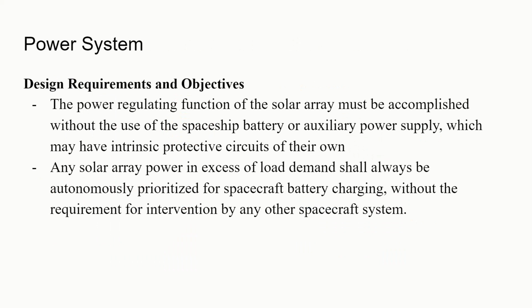For the power system, the design requirements and objectives are that the power regulating function of the solar array must be accomplished without the use of the spaceship battery or auxiliary power supply, which may have intrinsic protective circuits of their own. And second, that any solar array power in excess of load demand shall always be autonomously prioritized for spacecraft battery charging without the requirement for intervention by any other spacecraft system.